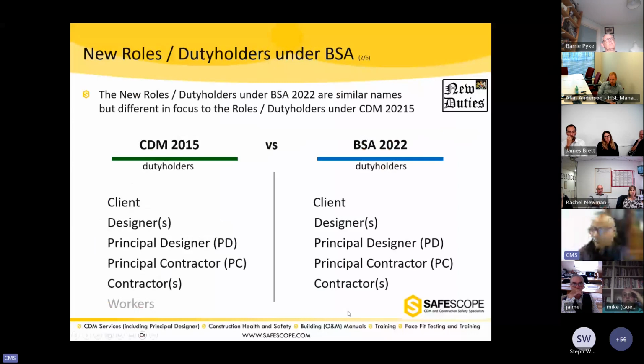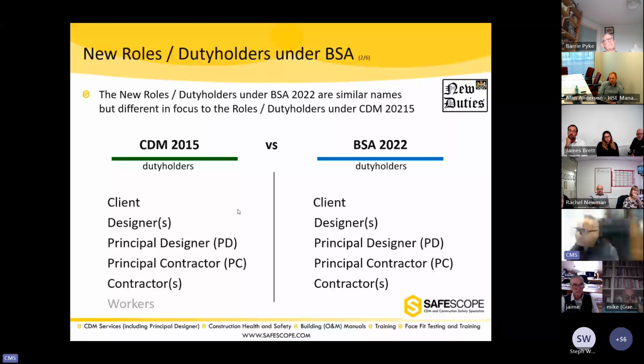Now, let's see what the situation is under CDM 2015. Can you see the slide, slide number 2 of 6? Under the CDM regulations, we have the duty holders: client, designers, principal designer, principal contractor, contractors. The client, usually we expect there will be one client, though there will be a number of different clients depending on the project. There will be one principal designer under the CDM regulations. I'm talking CDM regulations at the moment. There will be one principal contractor under the CDM regulations and a number of contractors. They will all have duties.